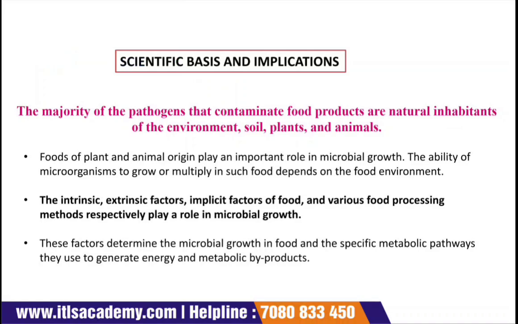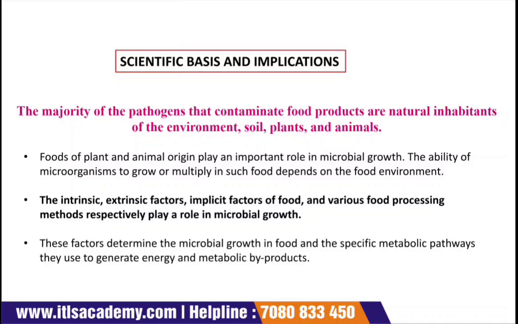Now comes the scientific basis and implications. The majority of pathogens contaminate the food product. Different pathogens have the capability to contaminate food products, and they are natural inhabitants of nature, soil, plants, and animals. Some foods of plant and animal origin play a very important role in microbial growth. The ability of microorganisms to grow or multiply in such food depends on the food environment.